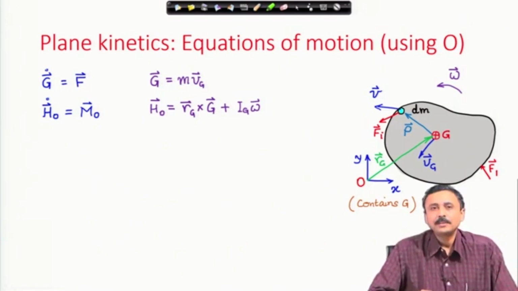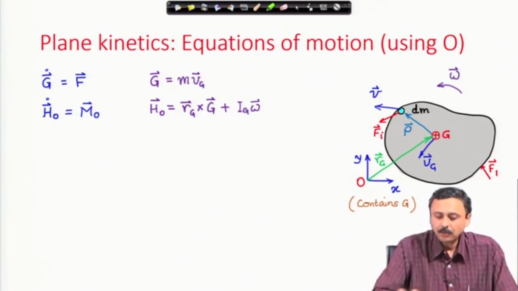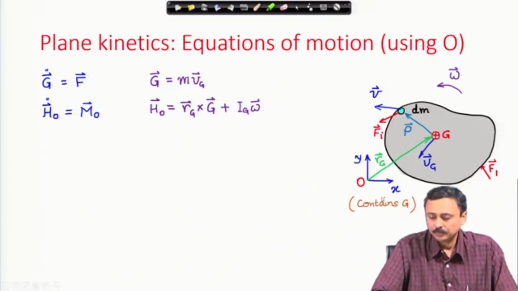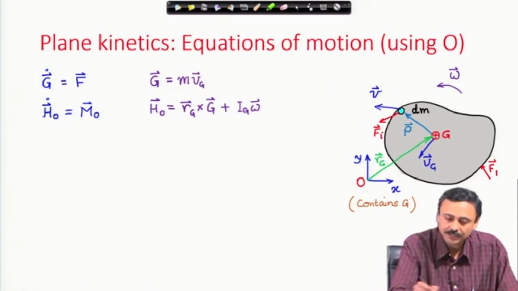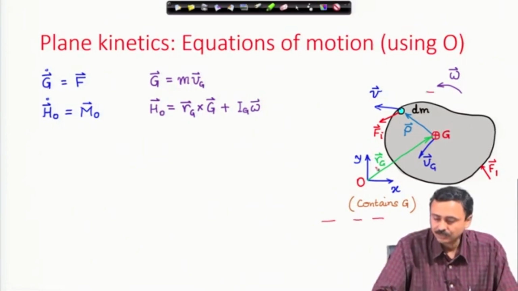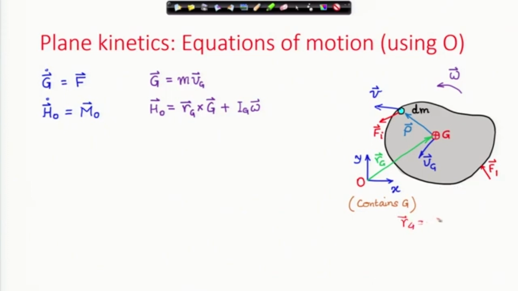Now, we look at the equations of motion of plane kinetics of a prismatic rigid body about a fixed point O. Again, this frame that I have considered, x y frame, that contains g. In other words, this r g vector can be represented as r g x I cap plus r g y j cap.